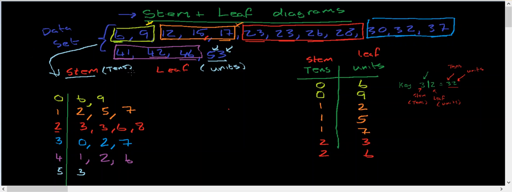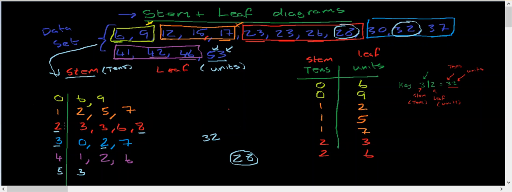Now let's say we wanted to find, so we see here our key: 3 and 2 represents 32. So here's the 3 and here's the 2, and these two represent the number 32, which is a data point here. If we wanted to find out what this number and this number represent, well, the 2 represents 2 and the 8 represents 8, so this represents the number 28, which is in our data set.